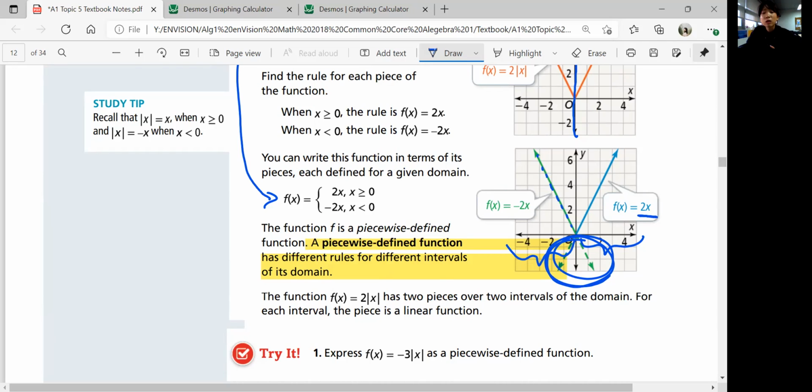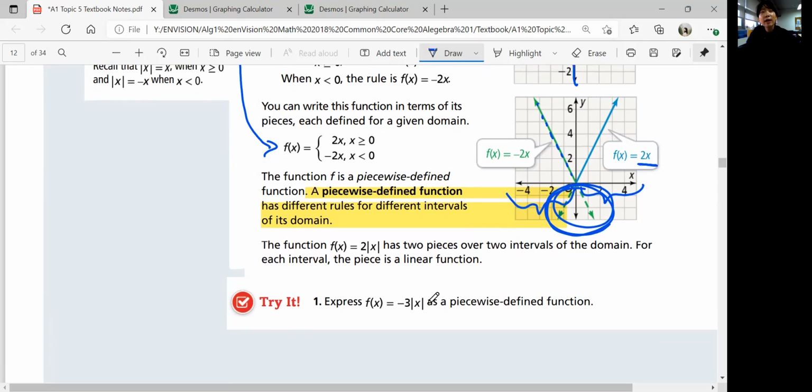Okay. So looking at example 1, can you try this problem? Try number 1. Express f of x equals negative 3 absolute value of x as a piecewise defined function.